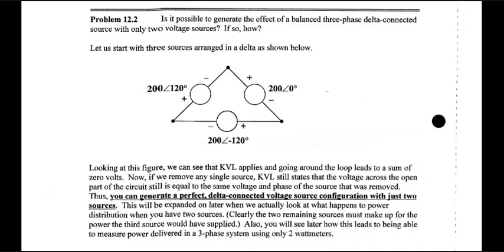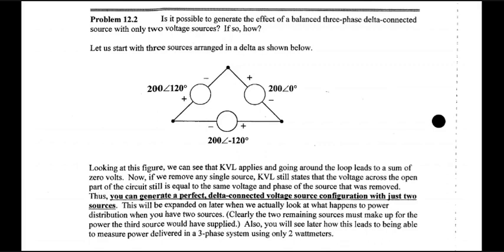Looking at this figure, we can see that KVL applies going around the loop leads to a sum of 0 volts. Obviously, VAB plus VBC plus VCA. Actually, VAB is 200 with 0 degrees. VBC is 200 with minus 120 degrees, and VCA is 200 with plus 120 degrees. They have forgotten to mention ABC here. They should have done that. So KVL will say that algebraic sum of all these will be 0.